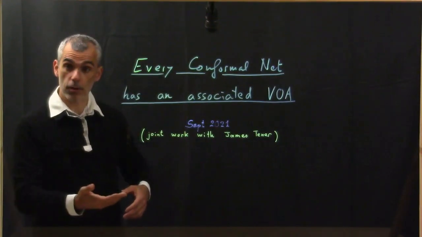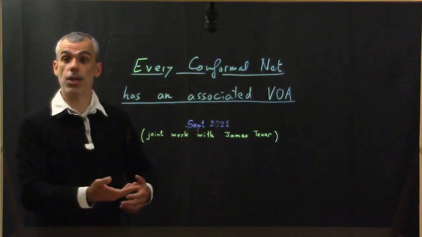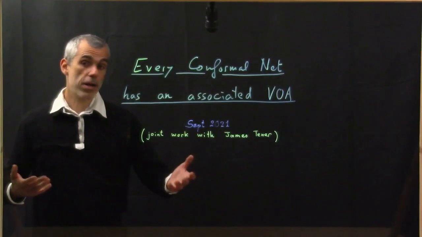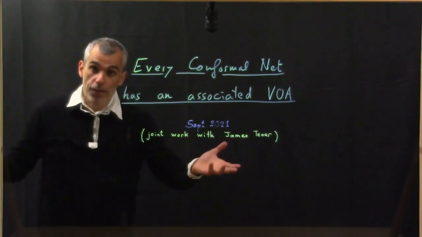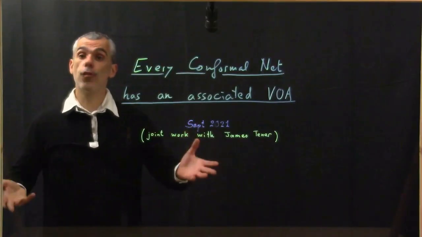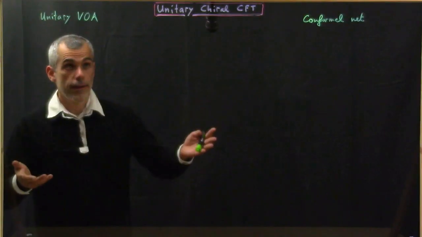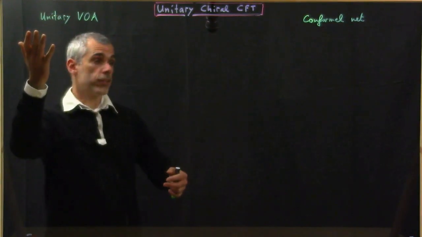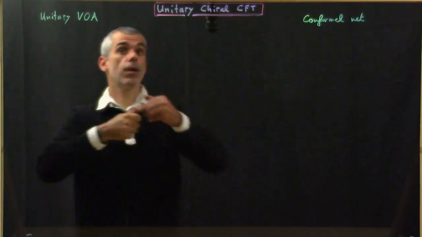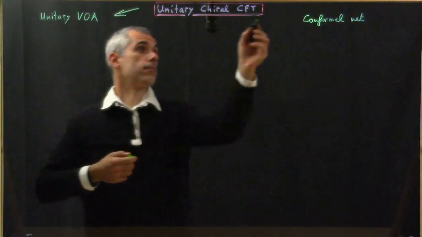This is going to be about joint work in progress with James Penner, whose goal is to compare two conjecturally equivalent formalisms for unitary chiral conformal field theory, namely unitary vertex operator algebras and conformal nets.